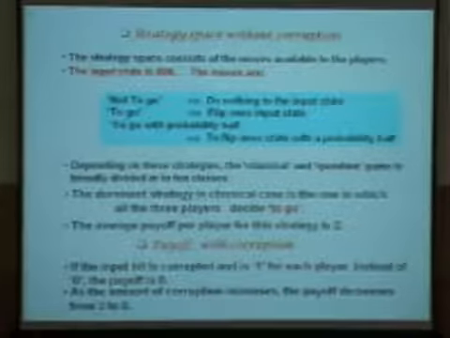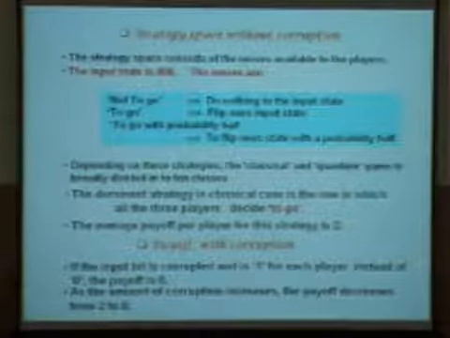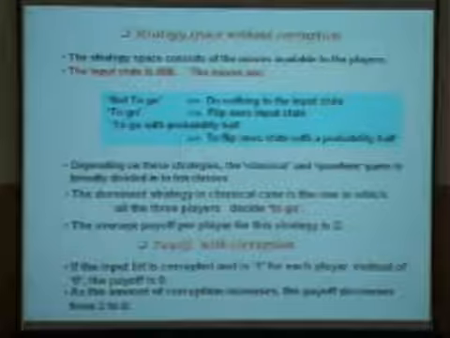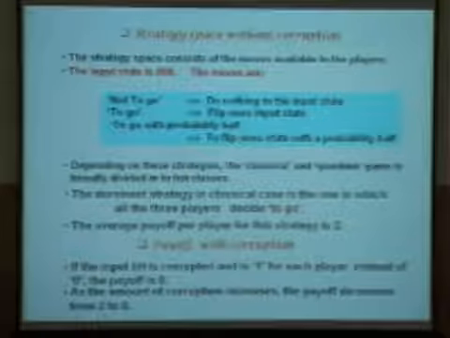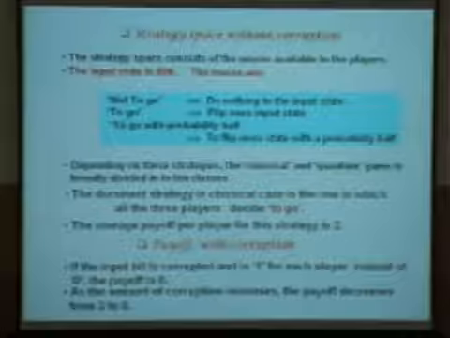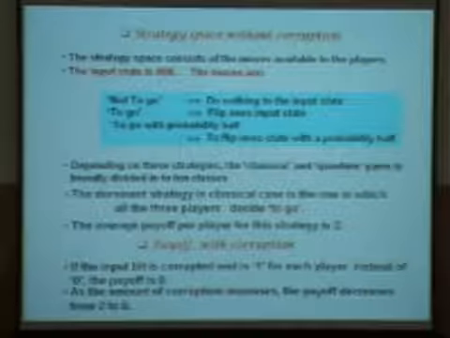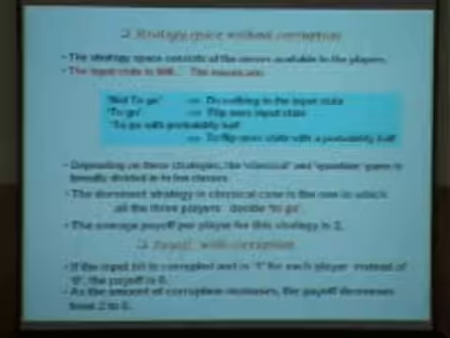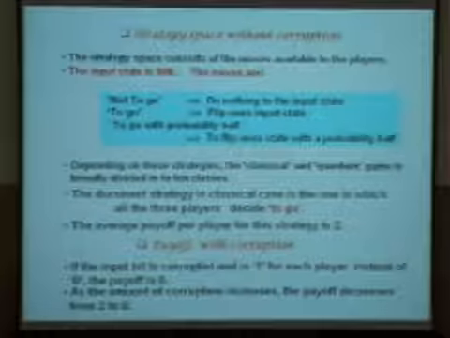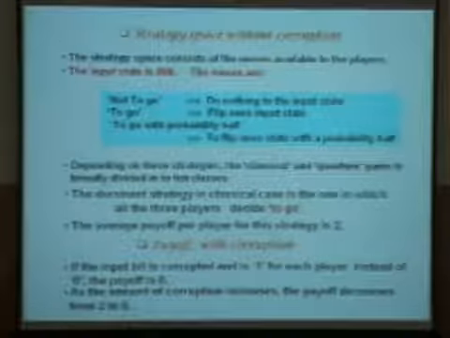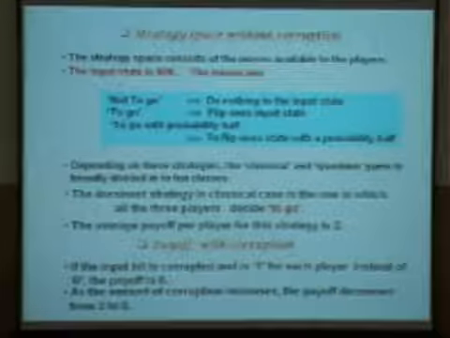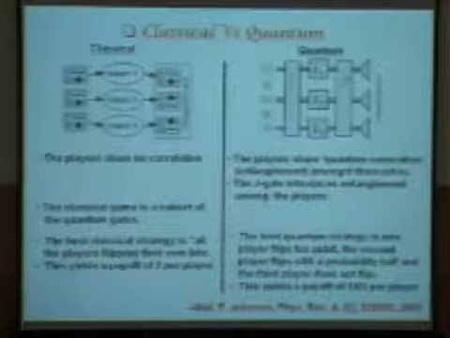Now this is the payoff table without corruption. Okay, and so basically input is 0, 0. The moves are do nothing, flip one bit, and go to the bar with probability half, flip one state with probability half. Okay, the dominant strategy in the classical case is that all of the 3 players decide to go, and the average payoff per player in this strategy is 2. With the corruption, this payoff comes down to 0 in the classical case.